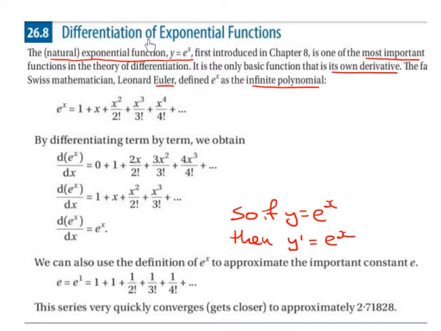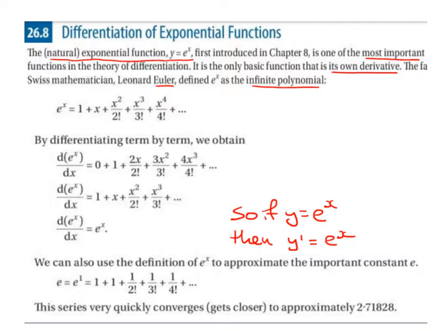Differentiation of exponential functions. The natural exponential function y equals e to the power of x, first introduced in Chapter 8, is one of the most important functions in the theory of differentiation. It is the only basic function that is its own derivative. The famous Swiss mathematician Leonhard Euler defined e to the power of x as the infinite polynomial.